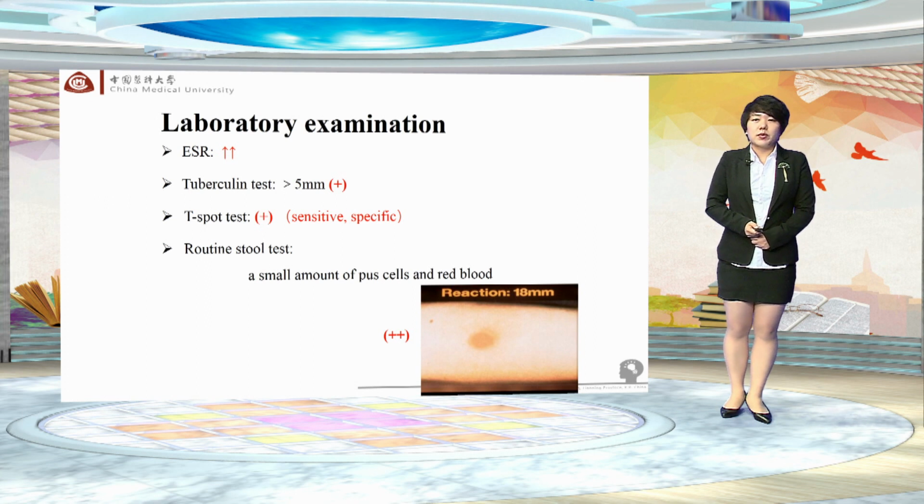If the induration is beyond 5 millimeters, it means positive. Look at the picture at the bottom. This size is 18 millimeters, so we say it's positive. And the next examination is the T-SPOT test. It is a T-cell detection technique using the specific antigen of TB. It is sensitive and specific.